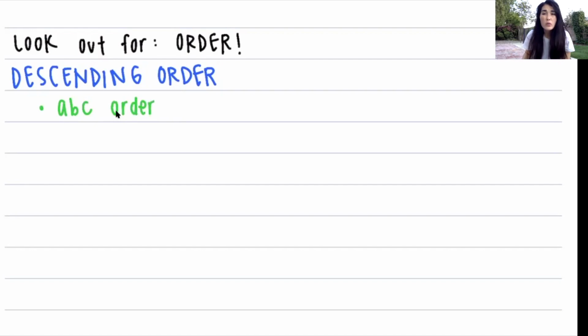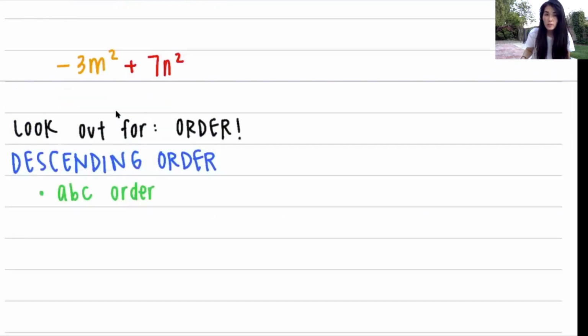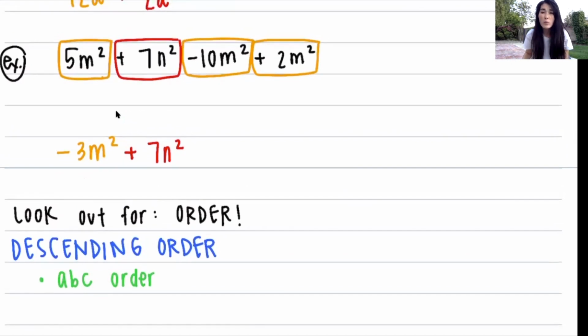So meaning that if you have a problem that has different letters, for example, let's look at our last one. This one here, we had M's and we had N's. You are going to put the one that comes first in the alphabet. So if you think about your alphabet, you're going to go with the one that comes first. In this case, M comes before N, so you would actually leave it like that. Negative 3m squared plus 7n squared. So that is actually already written in descending order.